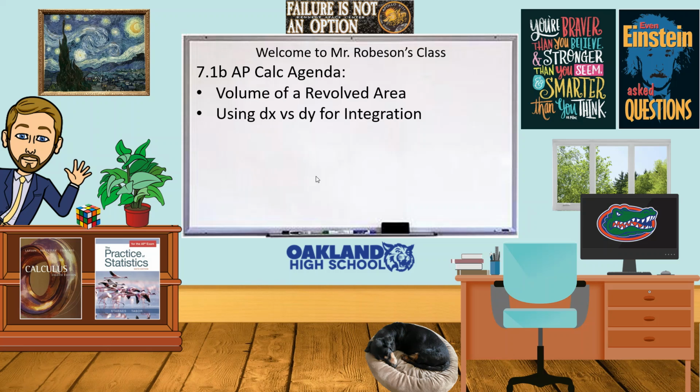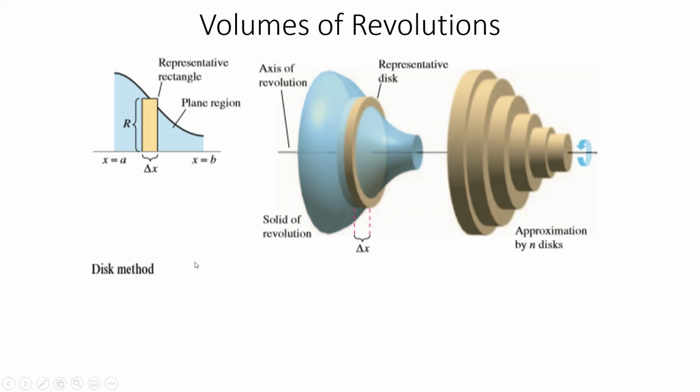All right, on to 7.1b. So now we're looking at the volume created by revolving an area. So we take an area and we're going to spin it around one of the axes or some other line somewhere. All right, so here's the idea.